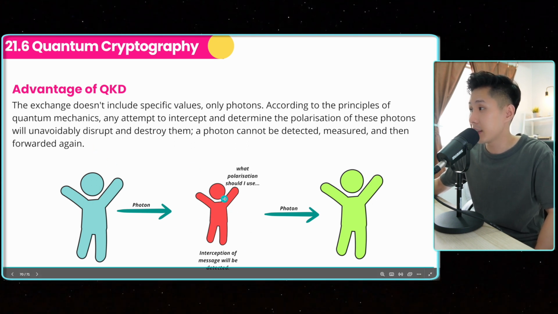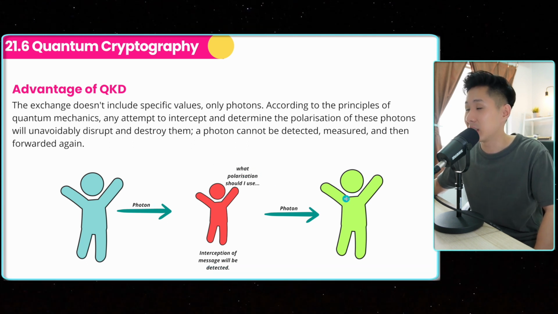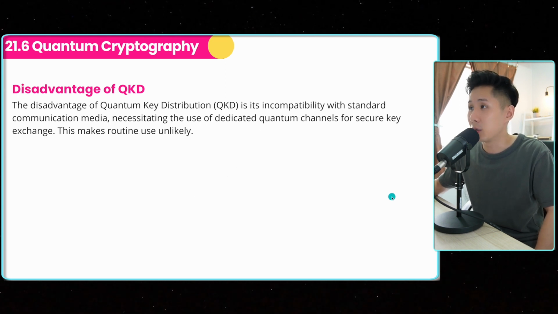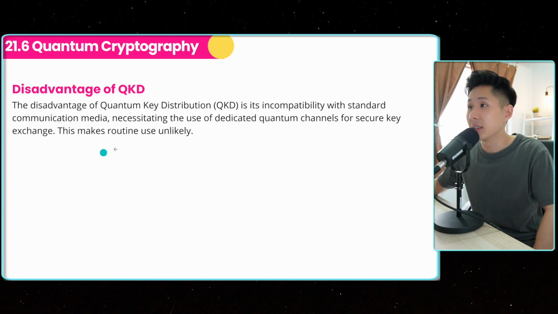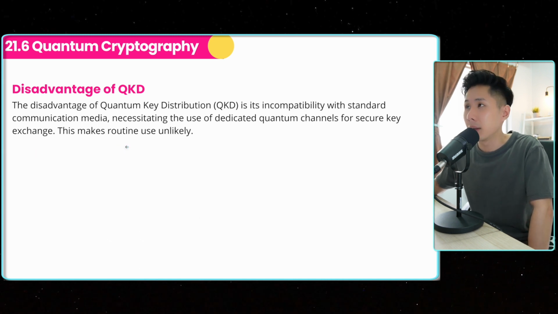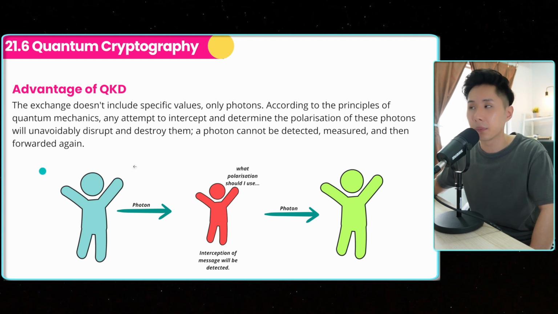If you try to intercept it, you need to know what polarization the sender and receiver are using. And that's a little bit difficult. That makes it hard to decode. And the disadvantage of QKD is incompatibility with standard communication media, necessitating the use of dedicated quantum channels for secure key exchange. So this makes routine use unlikely, but of course research is now being conducted to make this a reality. But for now, this is just a really good concept, but not so practical.